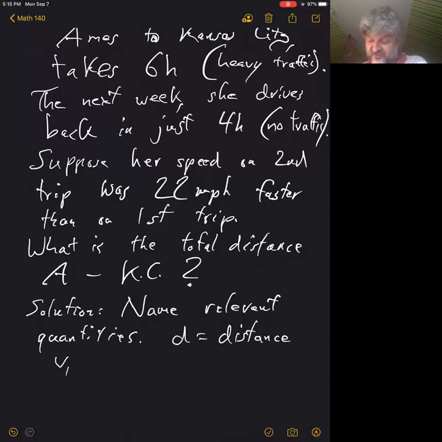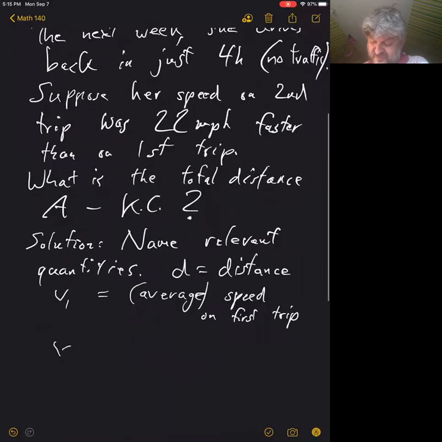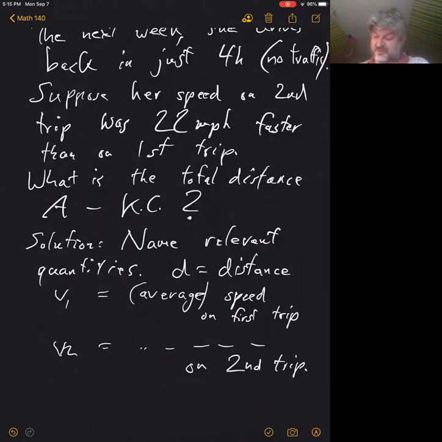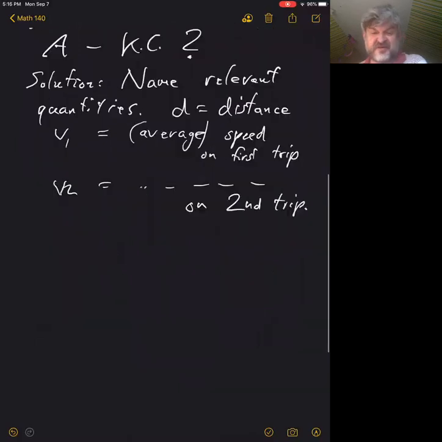V1 is the speed on the first trip. We're talking average speeds here. And V2, average speed on the second trip. They're obviously all unknown, but we have clues about them. And going through that problem in order, the trip out took 6 hours. That means D is 6 times V1. It's always distance is time multiplied by velocity.